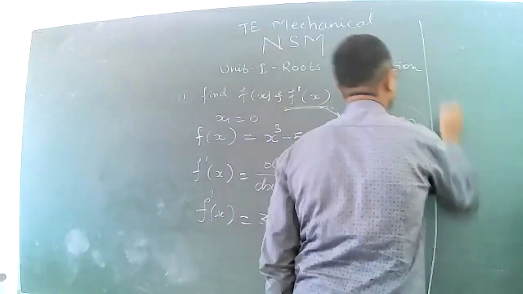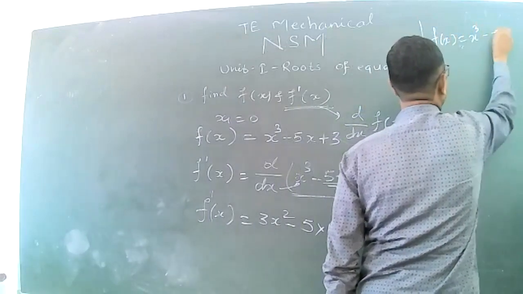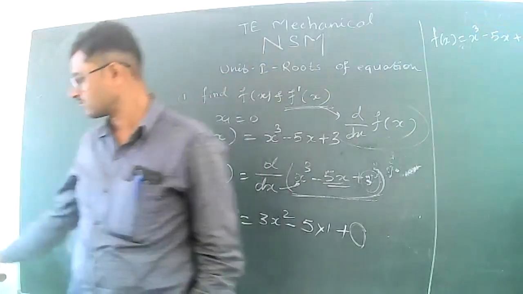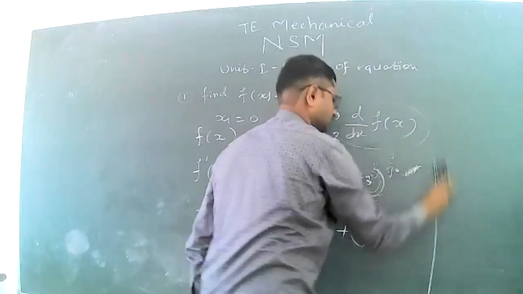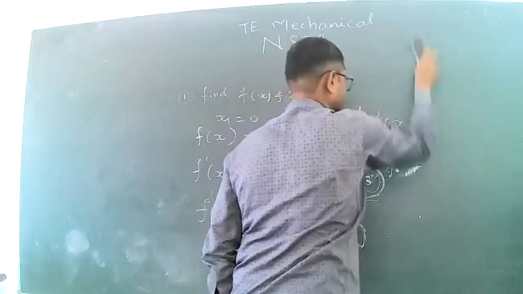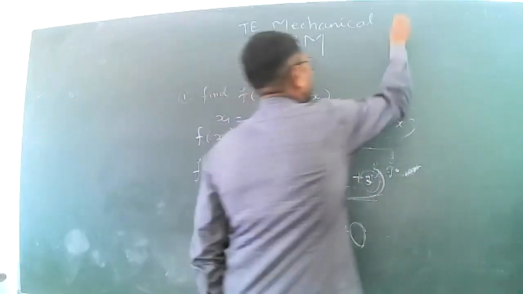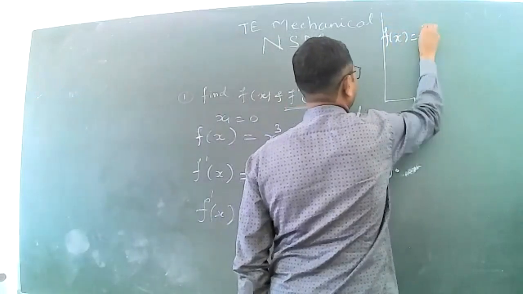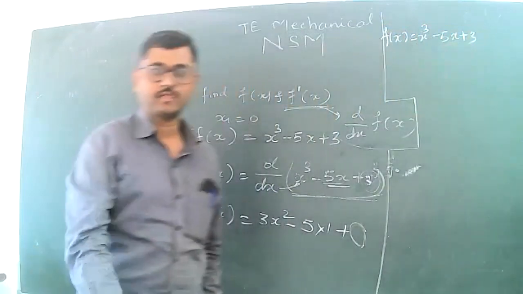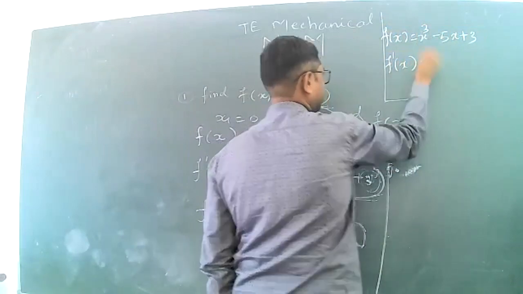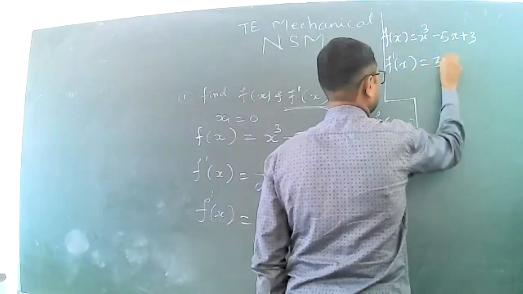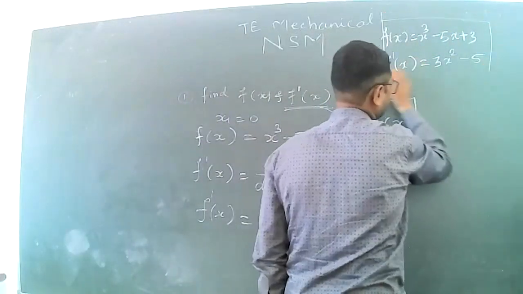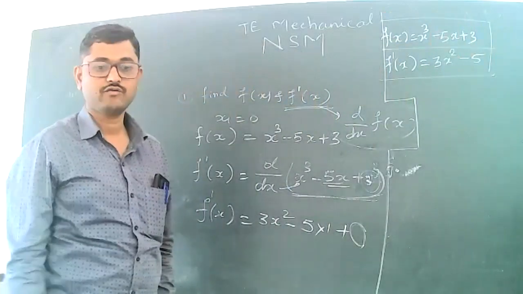So in this numerical, f of x is x cube minus 5x plus 3, and f dash of x is 3x square minus 5. Here, we have found f of x and f dash of x.